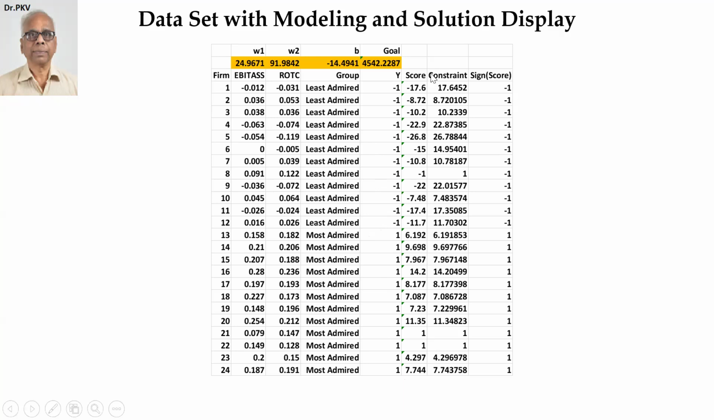We compute the score using the hyperplane equation, and the constraints are satisfied. Then the sign function is there in Excel. If the score is negative, it returns -1. If the score is positive, it returns +1. So this is the actual Y. This is the predicted Y. Now you can classify them and see how accurate the model is.